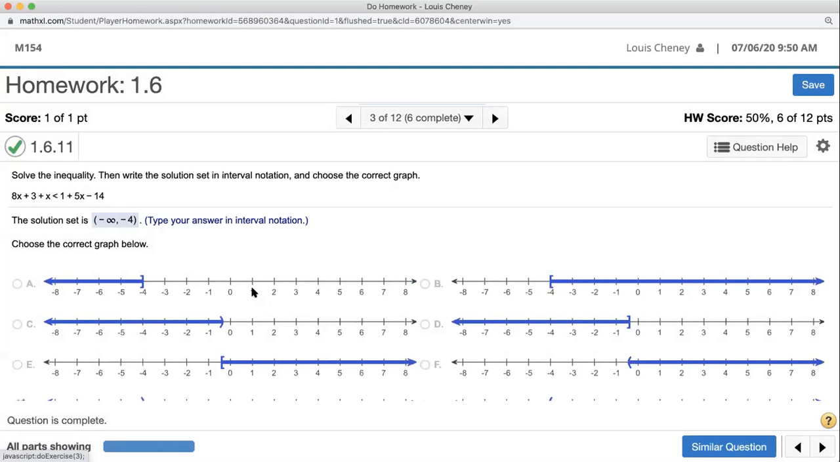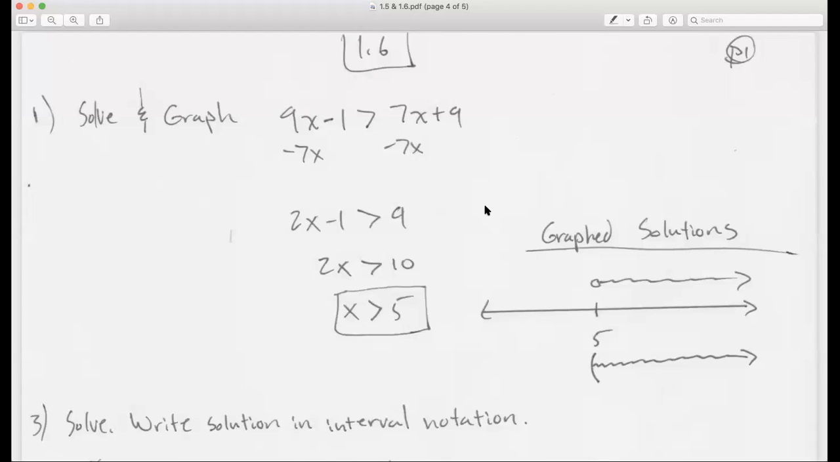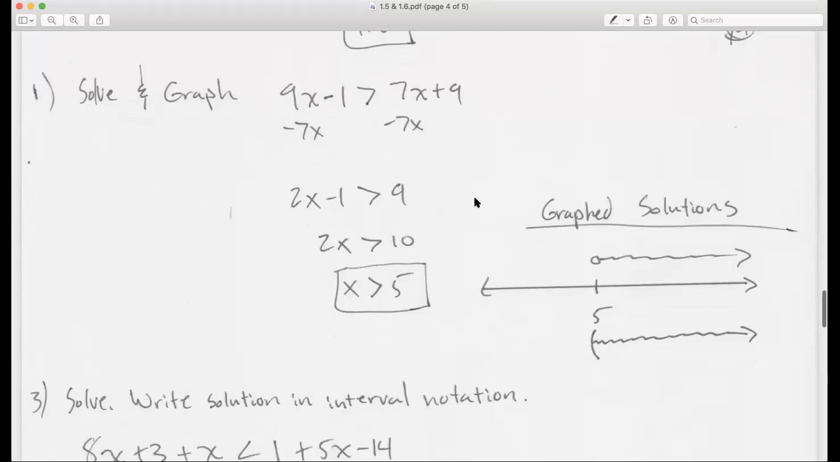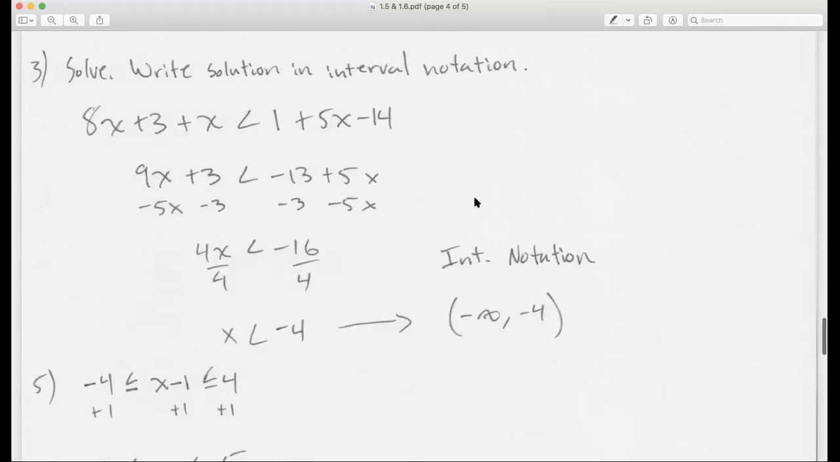Number 3, a little more complex. Let me show you my work. So here's number 3. 8x plus 3 plus x less than 1 plus 5x minus 14. These two combine to 9x, drop the 3 down, drop everything else down, while combining 1 minus 14 is negative 13, drop the 5x down.